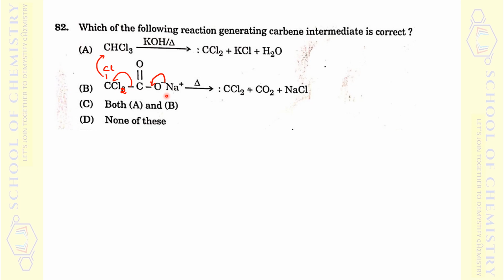When the sodium salt of the carboxylate is heated, this minus charge moves here and this bond goes here. I have expanded this CCl3 just to show you the formation of dichlorocarbene. So in this case also dichlorocarbene is possible, and carbon dioxide and NaCl will be the other products. Therefore, in both the cases it is possible, so option C should be the correct answer. That is, in both the cases we have the formation of carbene, of course dichlorocarbene.